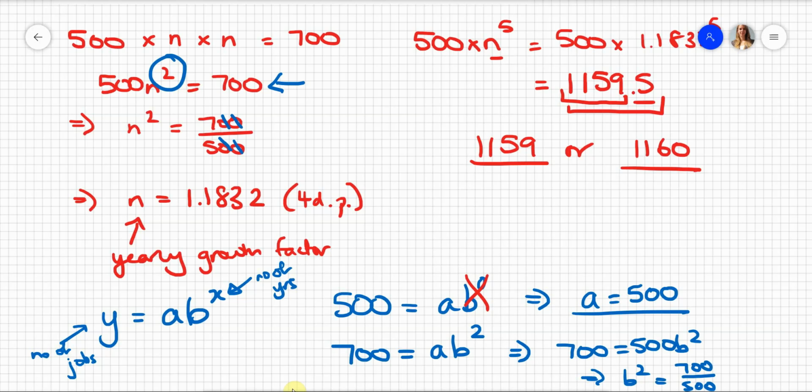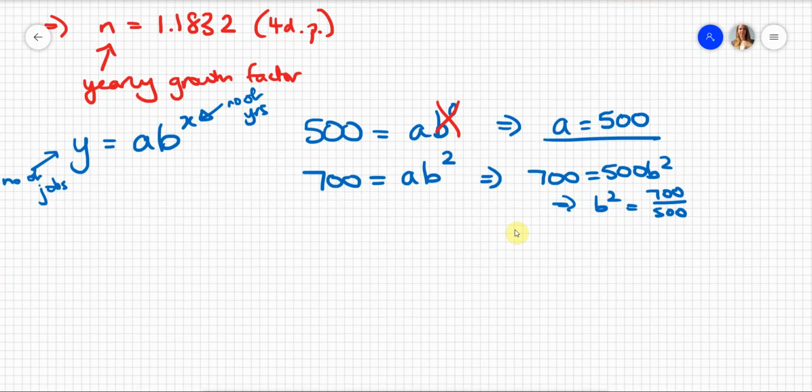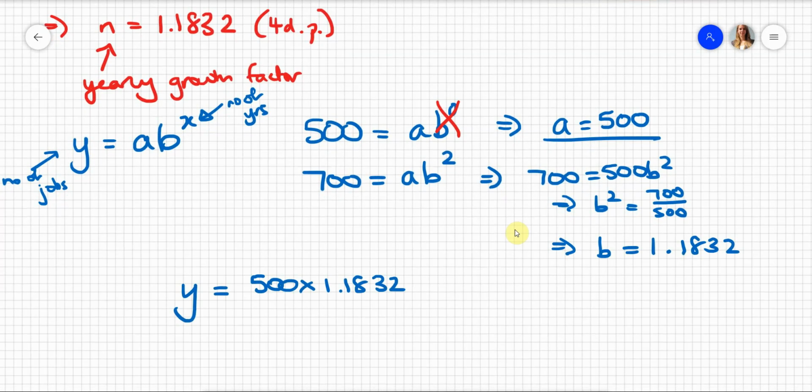So actually this is pretty much the same method from here onwards. So then we know that the number of jobs is equal to 500 multiplied by 1.1832 to the number of years. So when x equals 5, whatever it was that we had.